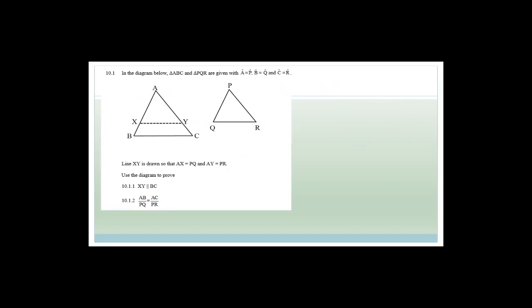Okay, let's carry on. It says 10.1. In the diagram below, triangle ABC and PQR are given, where angle A is equal to P, B is equal to Q, and C is equal to R, and line XY is drawn. Okay, so do you agree that these two triangles are similar? It says now line XY is drawn so that AX is equal to PQ, so that is equal to this, and AY is equal to PR, so that is equal to this. Okay, it says use the diagram to prove that XY is parallel to BC.